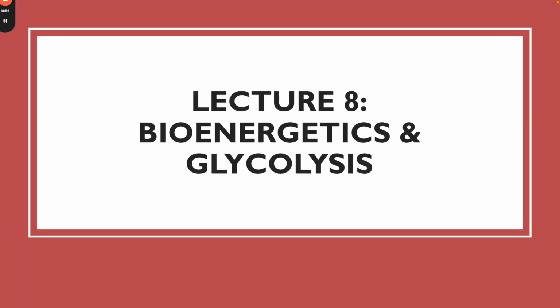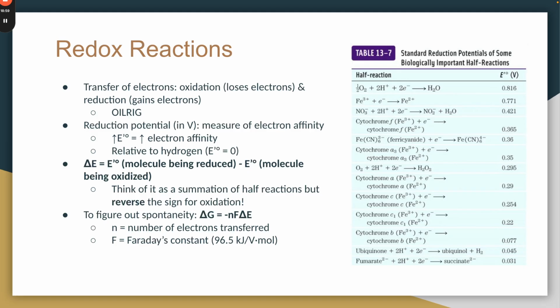Okay, lecture 8. Bioenergetics and glycolysis. This was my least favorite diagram in this class, so I'm going to try to explain it. A redox reaction is the transfer of electrons. Oxidation is the loss of electrons, and reduction is the gain of electrons. A really nice tool is OIL RIG: oxidation is loss of electrons, reduction is gain of electrons. I've always used LEO says GER, loss of electrons is oxidation, gain of electrons is reduction. You pick which one's better, but you know which one's my favorite.